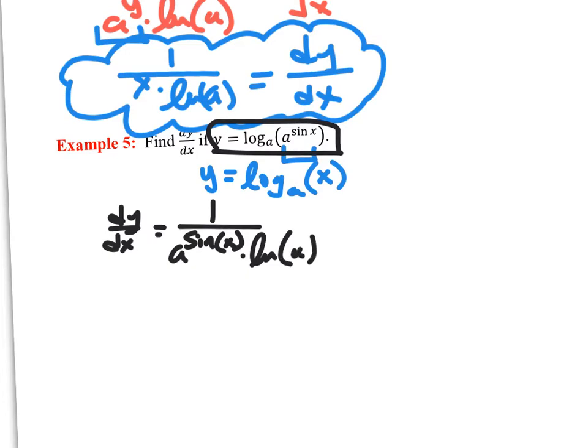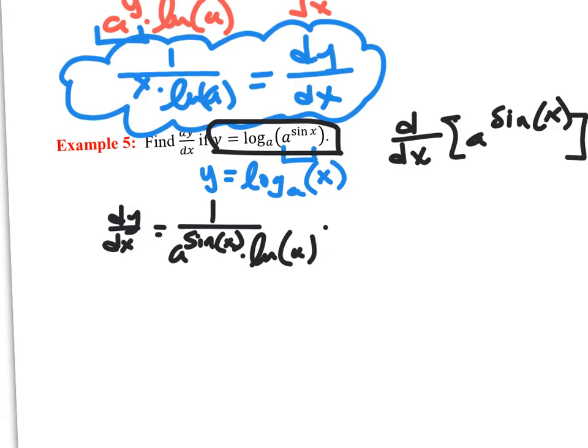Right? So just like we had up here, where we had x times ln of a, we'll have x, which is a to the sine x, times ln of the base. Now we have to use chain rule. This will be the derivative of the inside. This is now going to be the derivative with respect to x of a to the sine x.